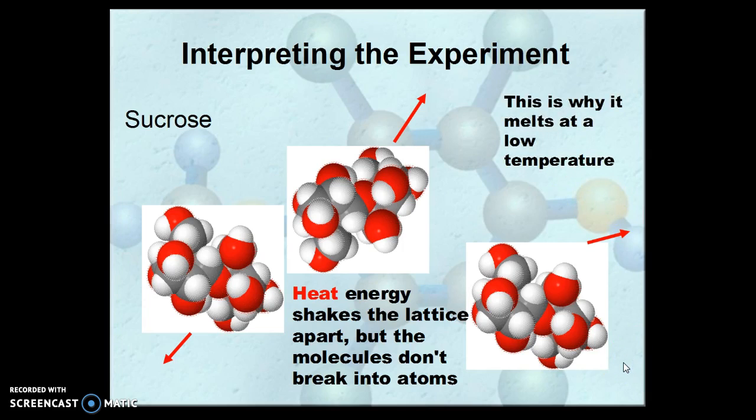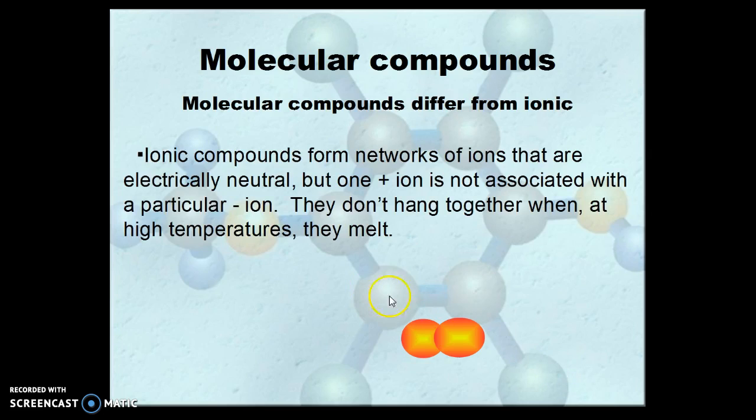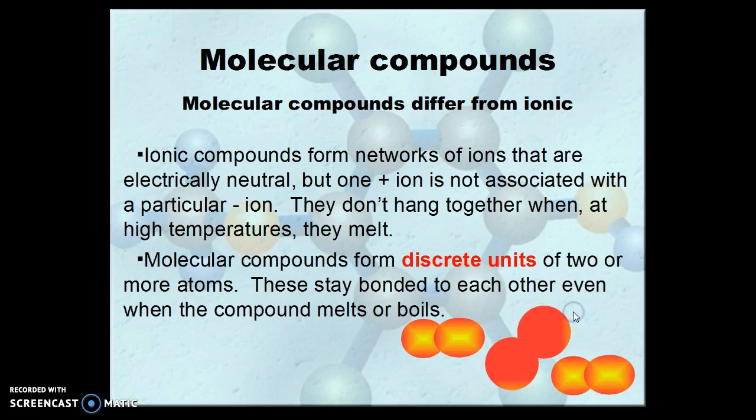This is why, of course, sucrose and the other molecular compounds melted on the hot plate. Now, molecular compounds differ from the ionic. Ionic compounds form networks of ions that are electrically neutral. But each positive ion, each cation, is not associated with a particular anion. They don't hang together when at high temperatures they melt.